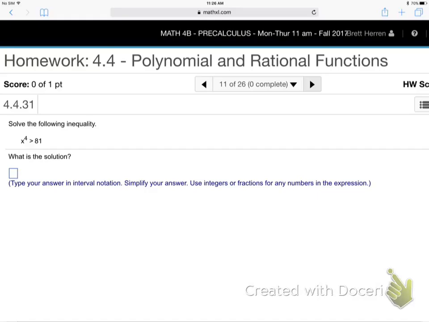Race with the clock. Let's see. Okay, let's try that one. x to the 4th greater than... So you know what to do, right? Get a 0 and factor. So same first two steps. Get a 0, factor.